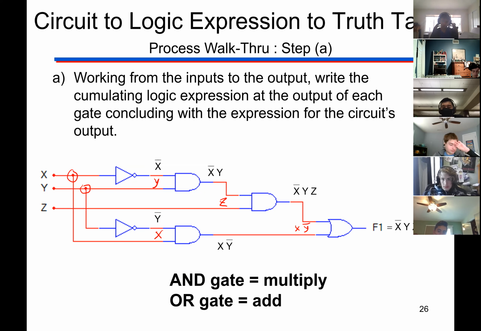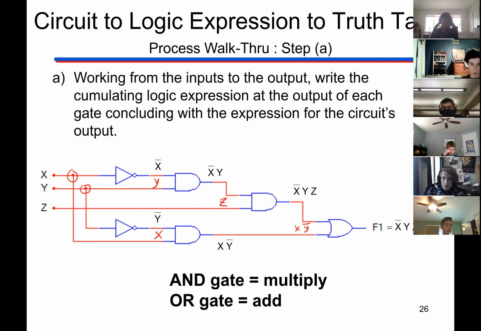The outputs that come from an AND gate look like they're multiplied together. So not X times Y, not X times Y times Z. We don't put a multiplying symbol between them, but that's kind of what it looks like. And then when they're coming through an OR gate, we put a plus symbol between them, which is a little confusing because in math, a plus sign usually means and, but here an OR gate is what gives us the addition symbol.